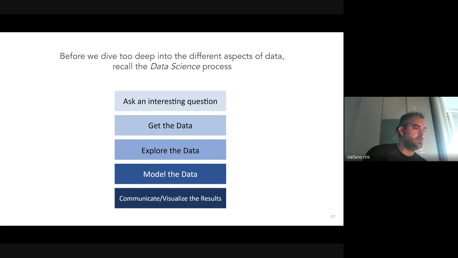Data science is a relatively new approach to science, which relies on the availability of vast amounts of data. And usually the people in data science like to think about the generation of data in this type of pipeline. First, you have to start with an interesting question. Okay.